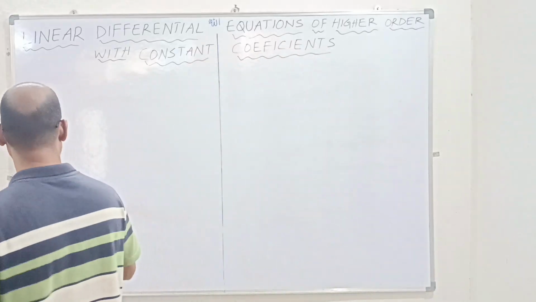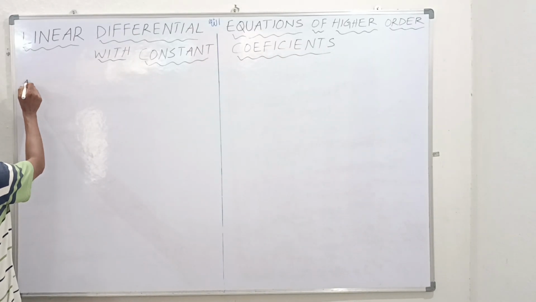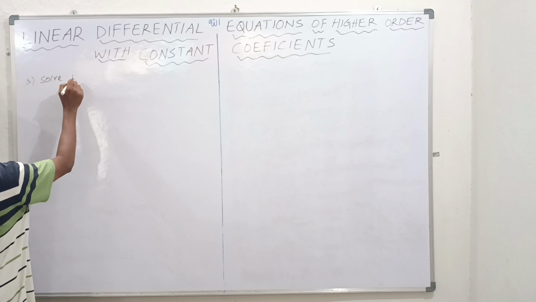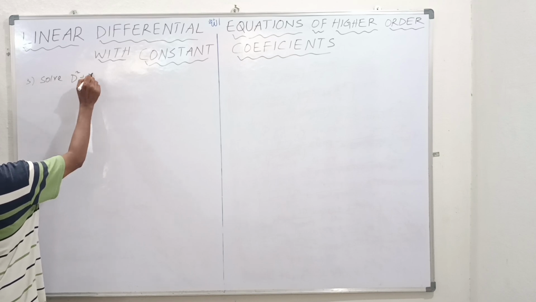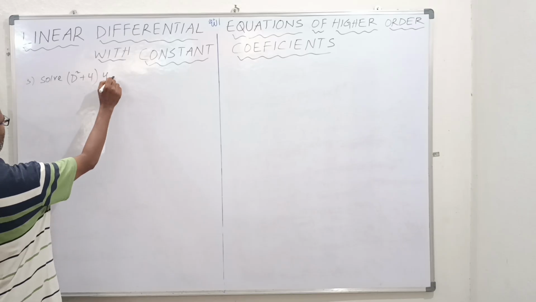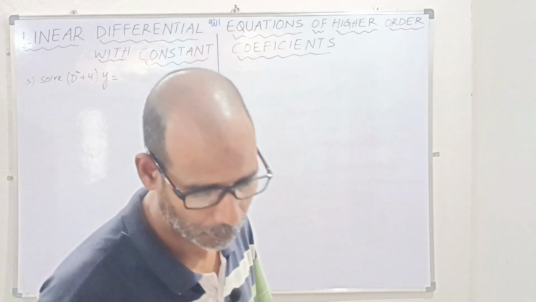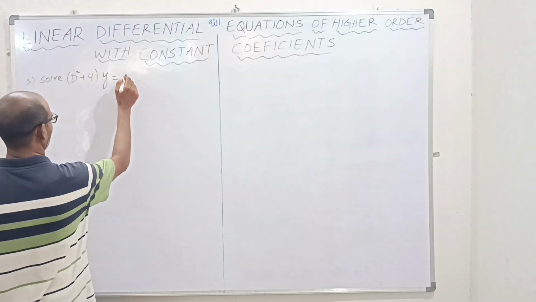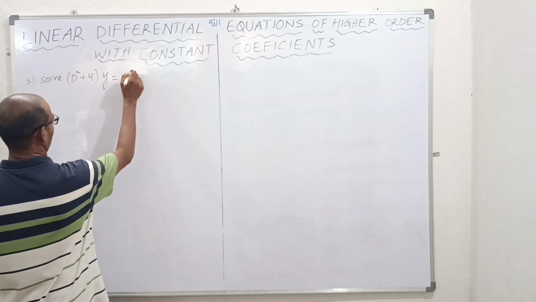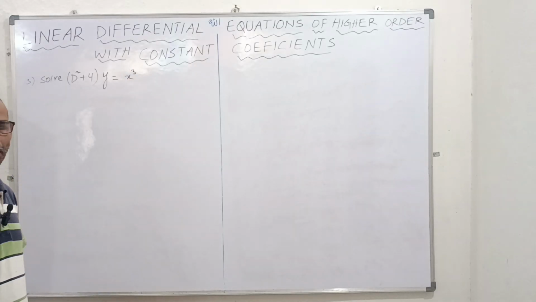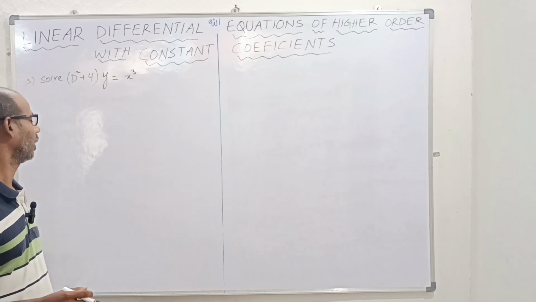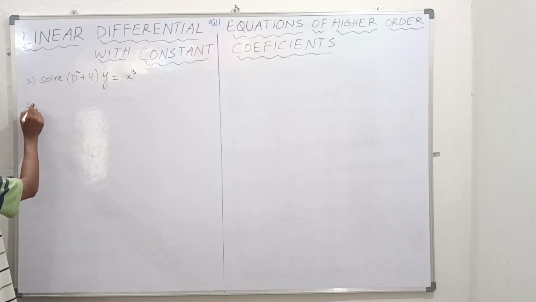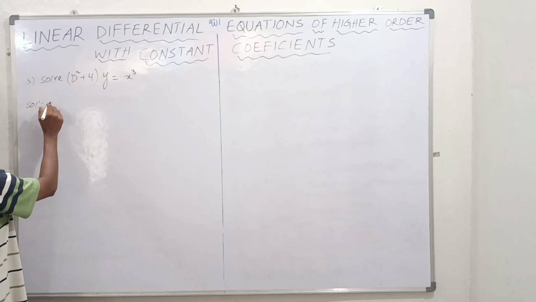Solve d square plus 4 into y is equals to x cube. So this is the third problem. Here you see this is an algebraic function, x cube is an algebraic function. So same as before, we will write the auxiliary equation.